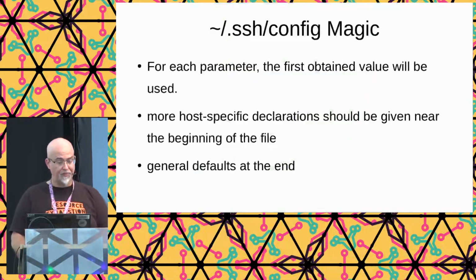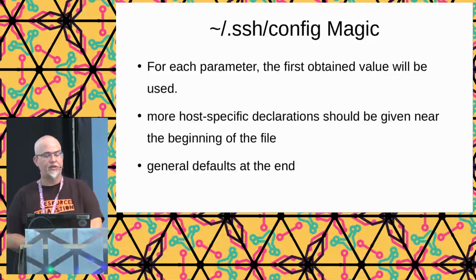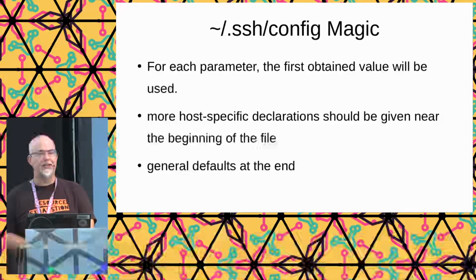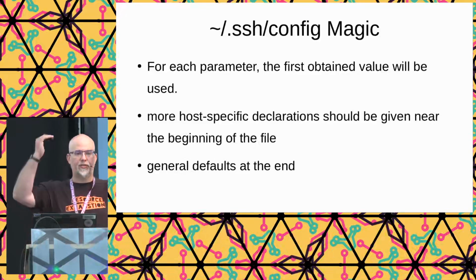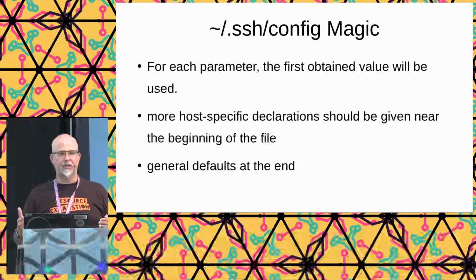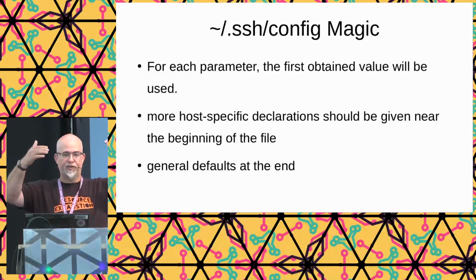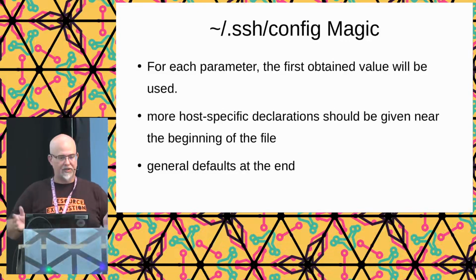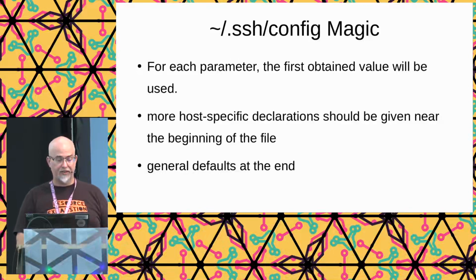There's also more. There's more SSH config magic. What you have to keep in mind for SSH config files is for each parameter, the first value obtained will be used. So you want the more specific stuff on top, and you want the more general stuff at the bottom of the file. Yeah, because it's not going to take the last thing, it's going to take the first thing it finds. If you specify something else below, SSH doesn't care about that. So you want host-specific stuff at the top, general defaults at the end. How does that look?